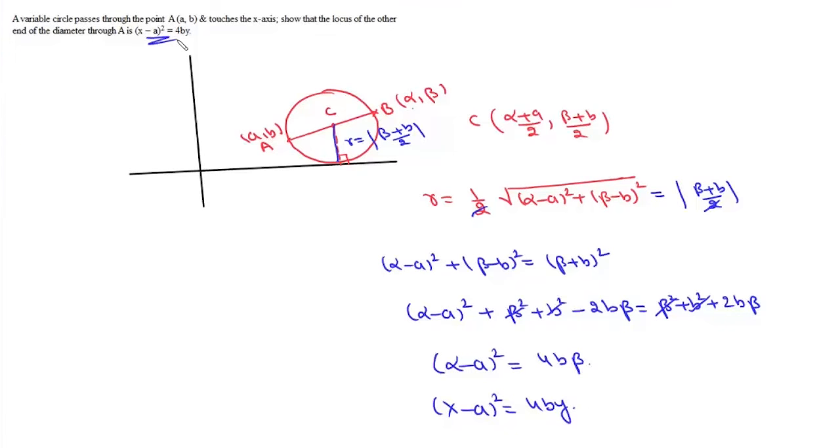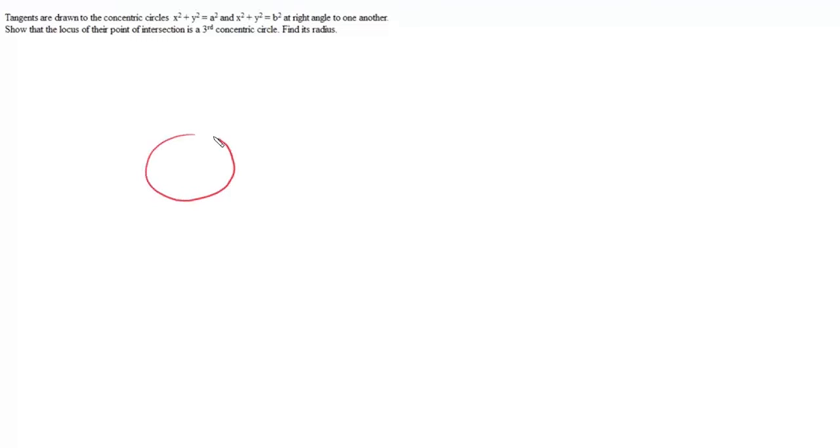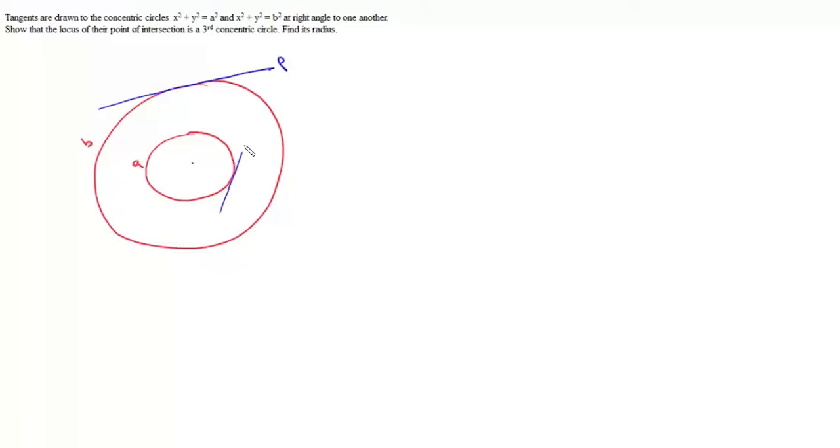Now here the question is, tangents are drawn to these concentric circles x squared plus y squared equals a squared and x squared plus y squared equals b squared. So we have two concentric circles. The radius of the first circle is say a, and the radius of the second circle is say b. It says these tangents are perpendicular to each other. We need to show that the locus of that point of intersection is a third concentric circle, and we have to find its radius. Now we have to find the locus of this point P such that tangents drawn from it to the two circles are perpendicular.